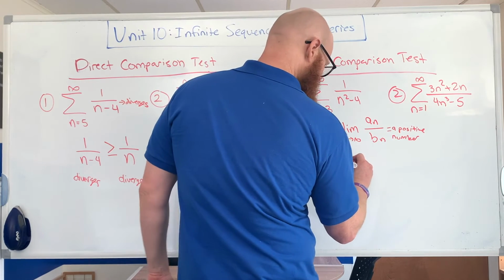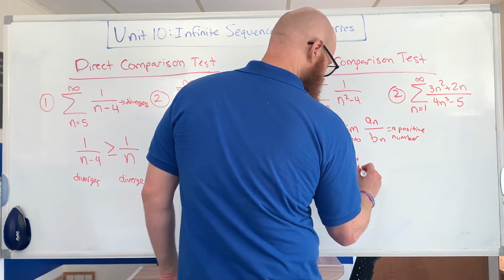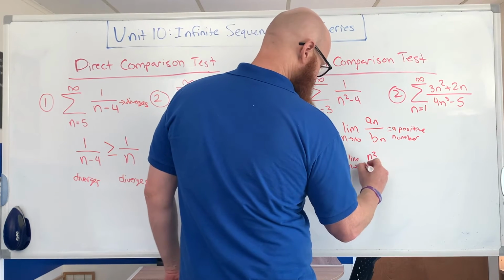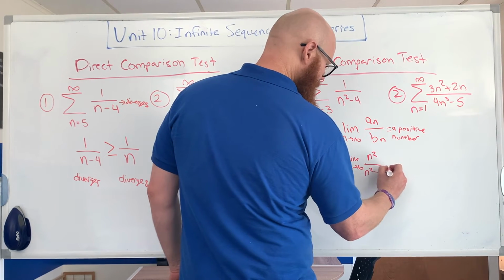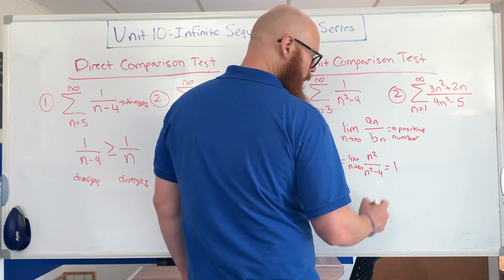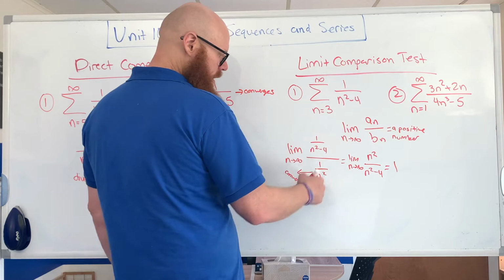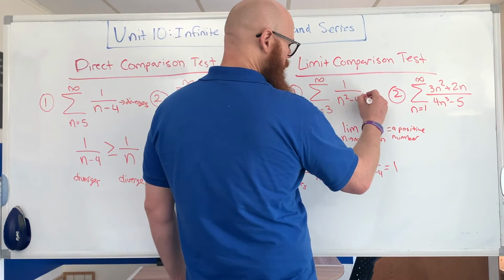Well, I just do a little bit of dividing by the reciprocal. That's going to flip this n squared up. I get n squared over n squared minus 4, and it works out perfectly that I get 1. 1 is a positive number, which means these do the same thing. Since this one converges, this one also converges.